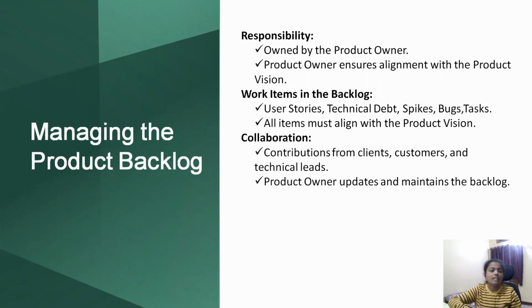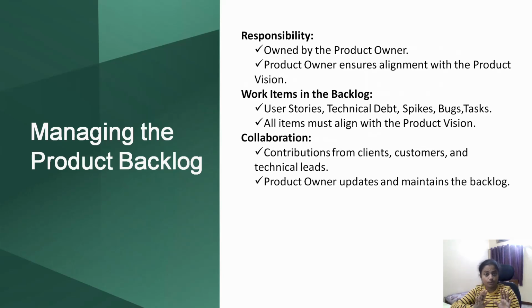Next, we will go to the management of the product backlog. First thing, who is responsible to own the product backlog? The owner is the product owner. We will talk about the product owner in detail because we already discussed the Scrum framework, where we have different roles, different events, different artifacts. So the first artifact we are learning today is the product backlog. We will be learning about the roles. In that, we will also talk about the product owner. The product owner is the person who is the owner of the product backlog.